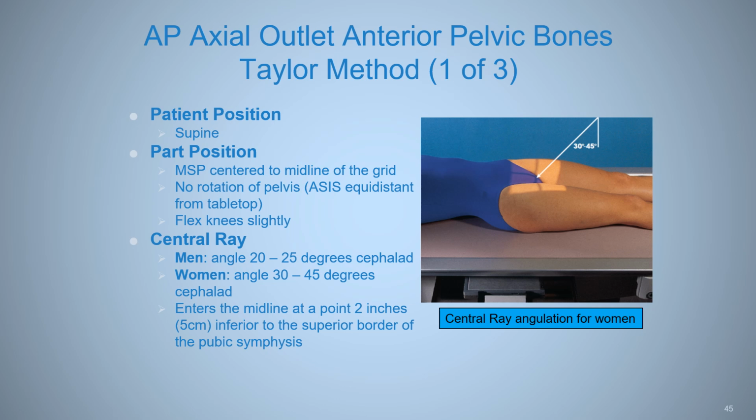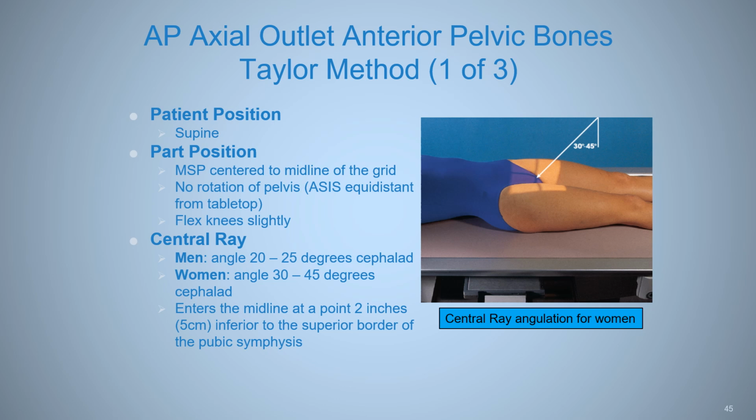For men, 20 to 25 degrees. For women, 30 to 45 degrees. So what you're trying to do is the rami, in particular the inferior pubic rami, they're kind of obliqued backwards from the anterior to the posterior. If you go back and look at the lateral view of the pelvis, you'll see what I'm talking about. You're trying to present the rami in a true AP projection with an outlet pelvis.